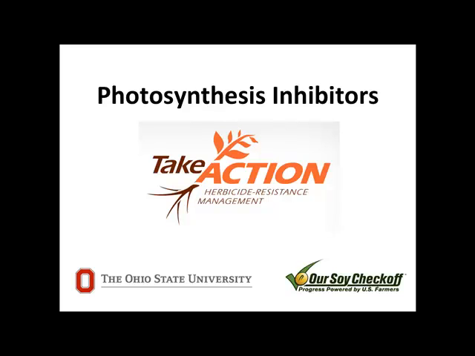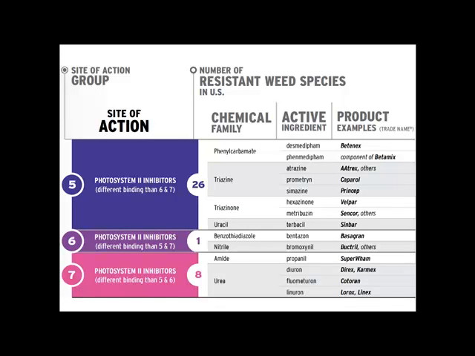This is one in a series of talks discussing the mode of action, site of action identification chart that was developed as part of the Take Action Herbicide Resistance Management Program. This presentation will be covering the mode of action photosynthesis inhibitors. This mode of action includes groups 5, 6, and 7, also known as the photosystem II inhibitors.